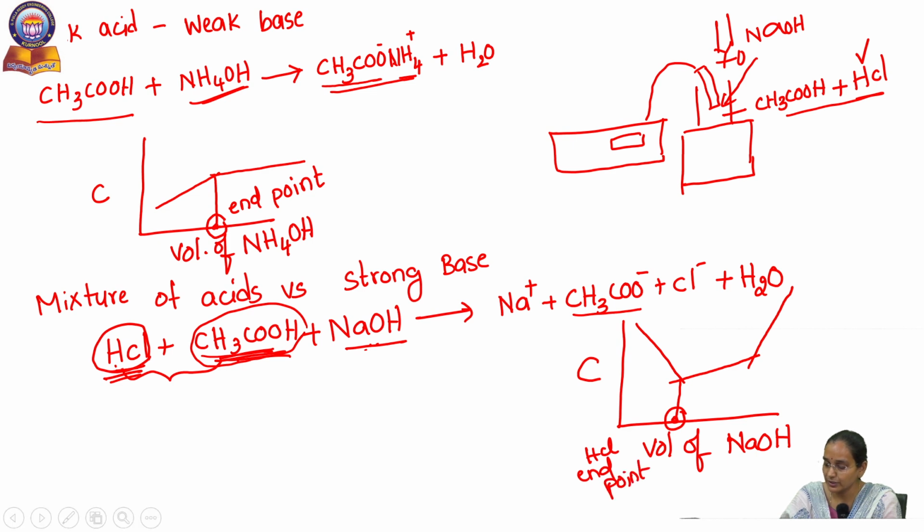Then what about acetic acid? This is the another endpoint. The difference between the volume of these two endpoints will give the endpoint for acetic acid.